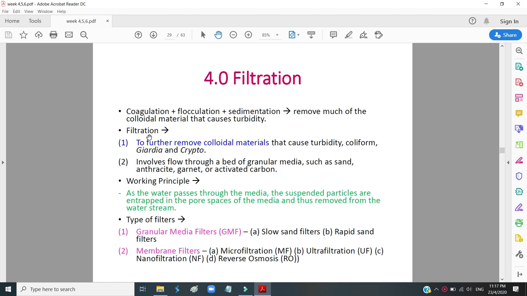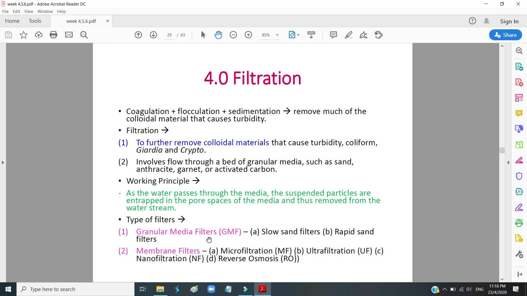It further removes colloidal material that causes turbidity, coliform, Giardia, and Cryptosporidium. It involves flow through a bed of granular media such as sand, anthracite, granite, or activated carbon. Working principle: as the water passes through the media, the suspended particles are entrapped in the pore spaces of the media and thus removed from the water stream. It's the same principle as our water filter at home, because when the water passes through, those particles will be entrapped at the pores and removed.